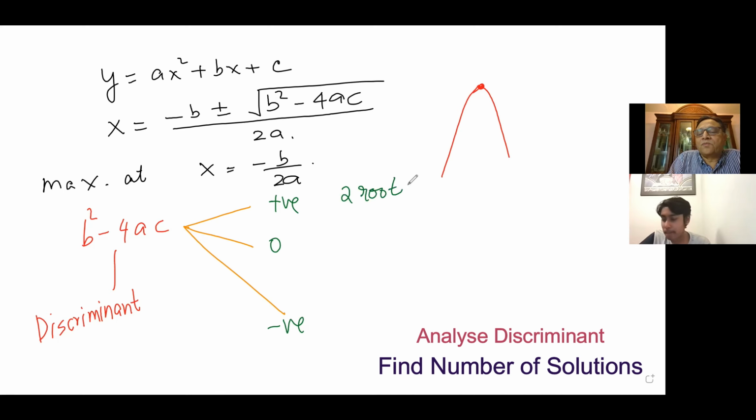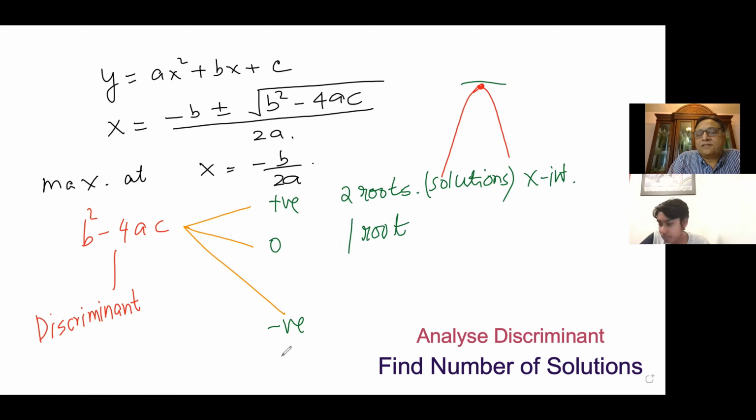Roots means solutions. So basically the x values, the x-intercepts. If it is 0, that means the solution is minus b by 2a, right? That is the vertex we're talking about, correct? So one root. Is it okay?